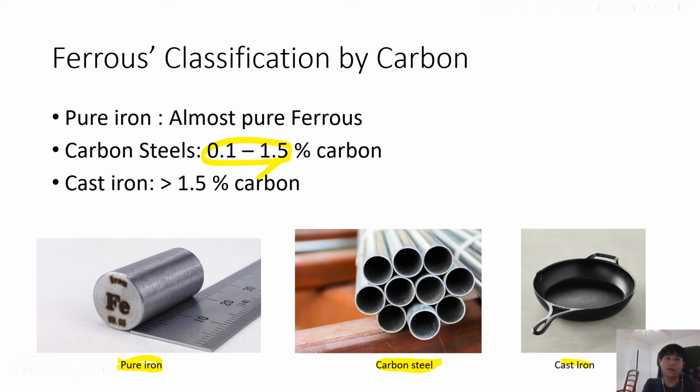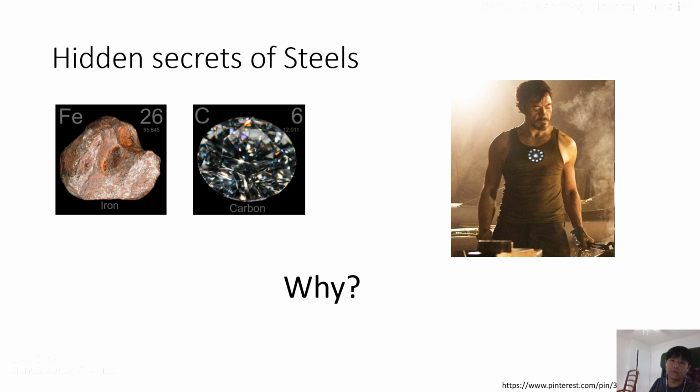I will explain further why. Cast iron has more than 1.5% carbon, and it has high resistance to corrosion. That's why we use it for pans. But it is also brittle, easily breakable. And we need to ask why, because that's why we are learning this module. We need to ask why pure iron is not good for a metallic product, or why cast iron is brittle. Let's look here.